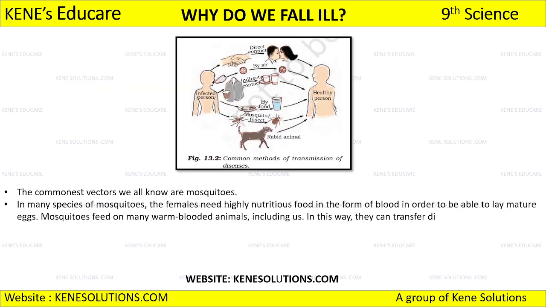After this, we discussed the vectors, how exactly the transmission of diseases takes place, right? So there are two different ways. One is direct contact and the other one is indirect contact. Direct contact can be physical contact, or through air. Indirect contact can be through food, or through mosquitoes, or through animals, right?